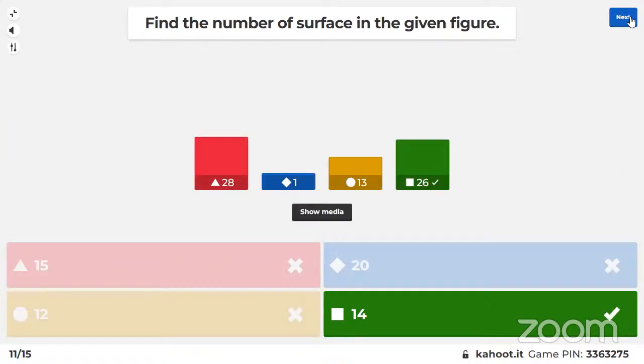So time's up. The correct answer was 14. 26 among you answered it correctly. Again, surface counting is also one of the important question types which will be asked in the aptitude section. Really important topic, so do practice questions on surface counting also. Let's see the scoreboard after this 11th question.